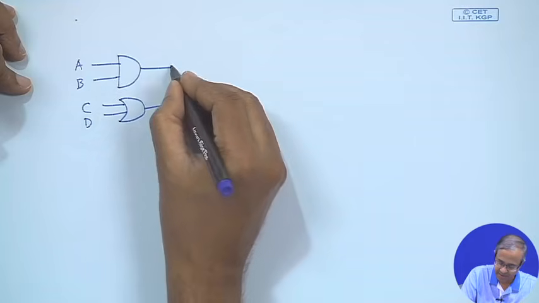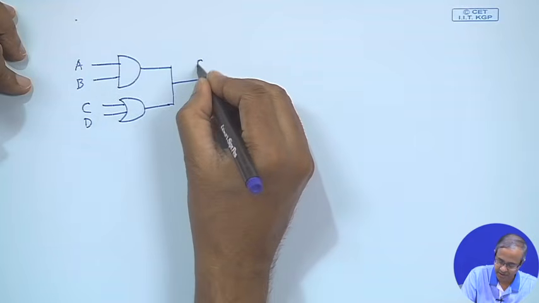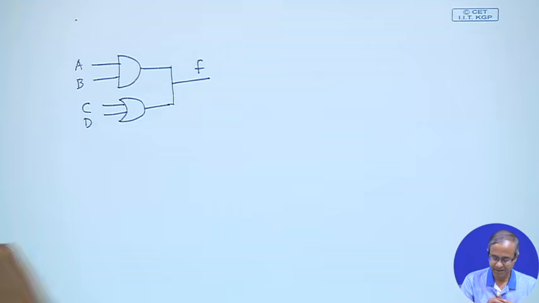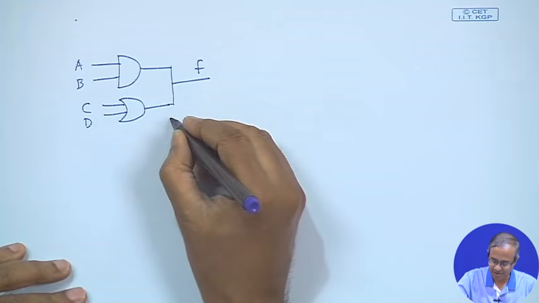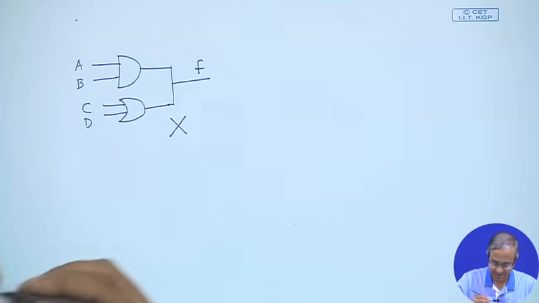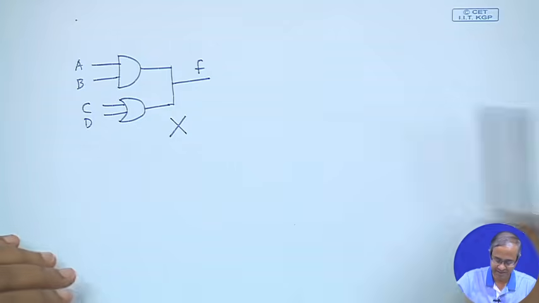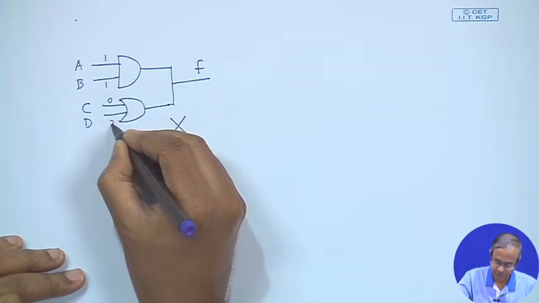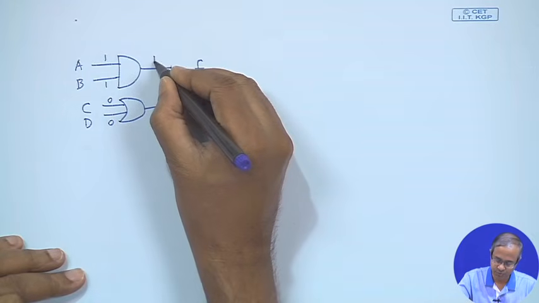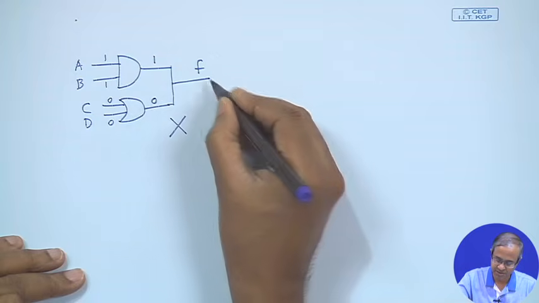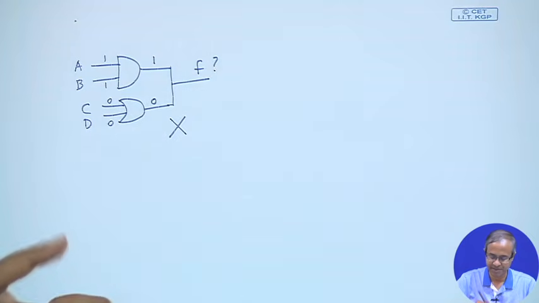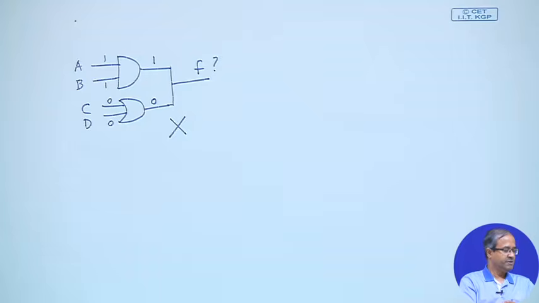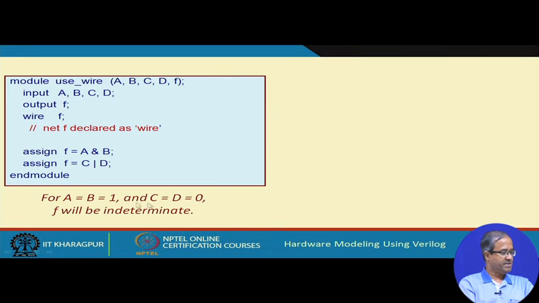So, actually what we are saying is as if the outputs are shorted together and you are calling this F. But you see this is not a normal practice and this is something which is prohibited in design. If I apply A1 B1 and C0 D0, one gate is trying to make the output 1, other gate is trying to make the output 0. So, what should be F? It will be indeterminate, right. So, for certain conditions the output F can be indeterminate. This is a wrong design, you should not use this.